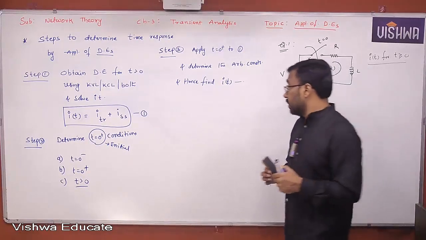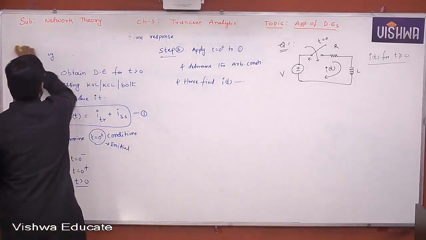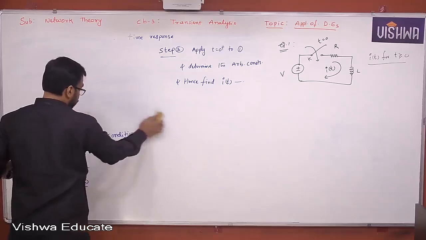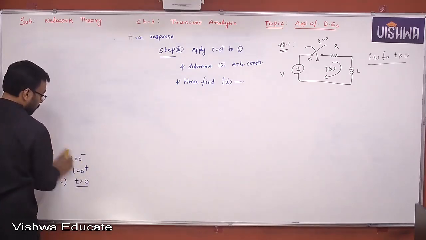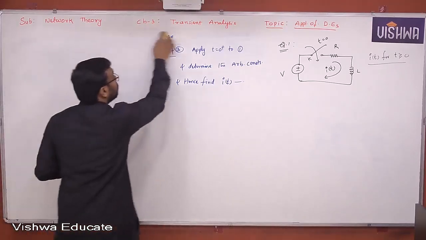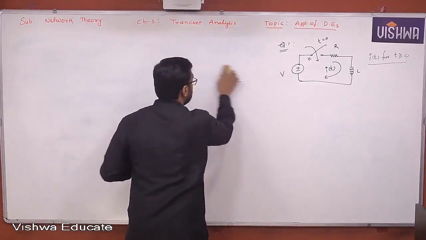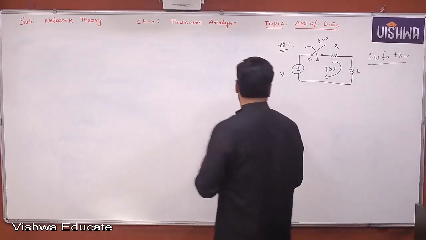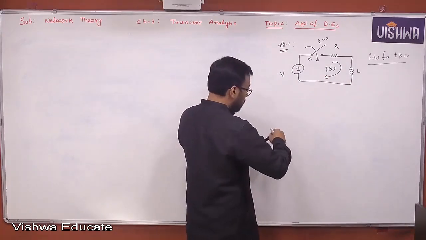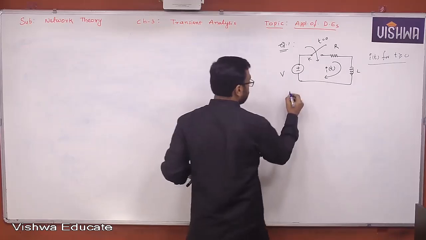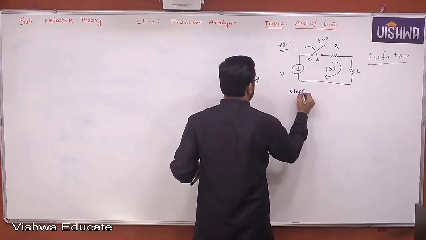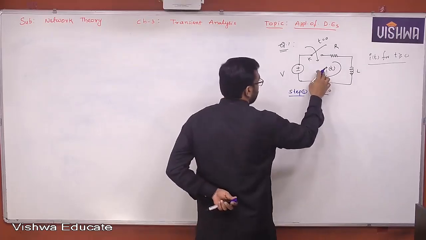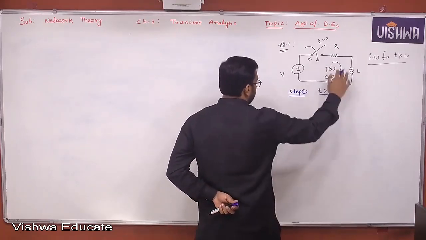Step 1. What is step 1? Obtain a differential equation for t greater than 0 using either KCL or KVL. Yes or no? So let's do that. Using either KCL or KVL, let us find the differential equation. Step 1, for t greater than 0, the differential equation can be obtained. Because you require current as a variable, definitely KVL is the only option you have.